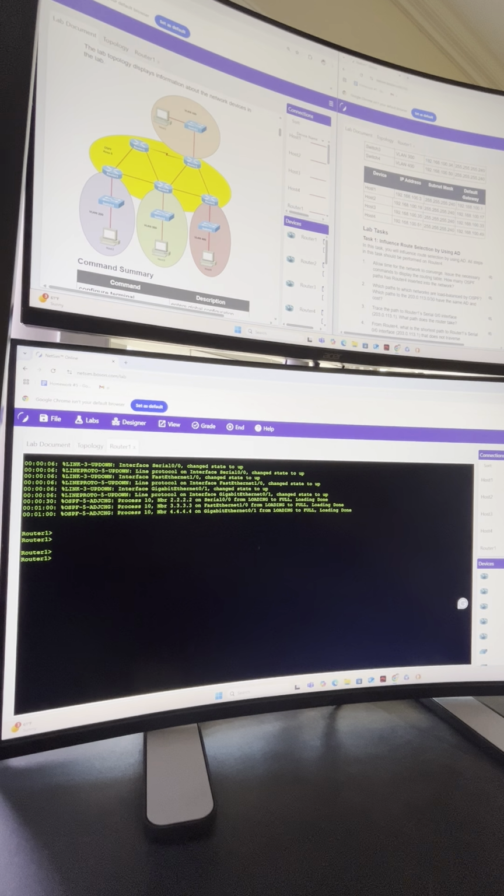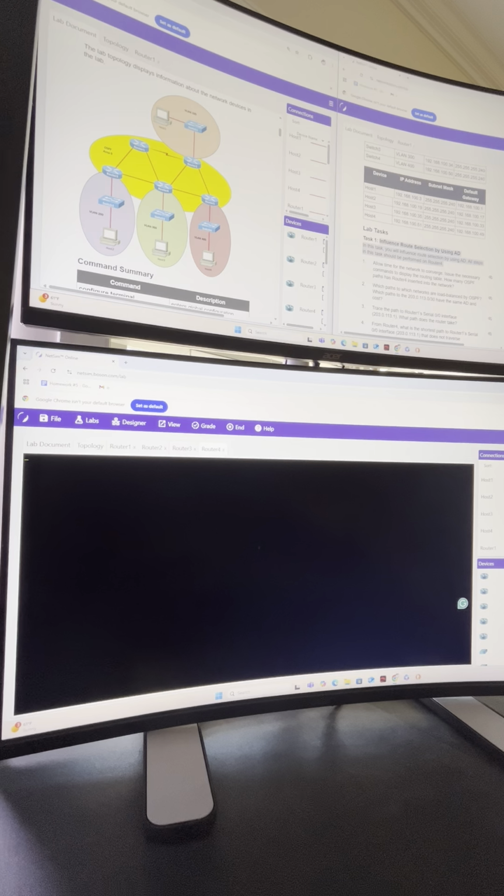Okay, so let's go ahead and start with task number 1. It says influence route selection by using AD, or administrative distance. It says in this task, you will influence route selection by using AD. All steps in this task should be performed on router 4. So let me go ahead and pull up router 2, router 3, router 4, and router 5. And we want to do our configuration right here on router 4.